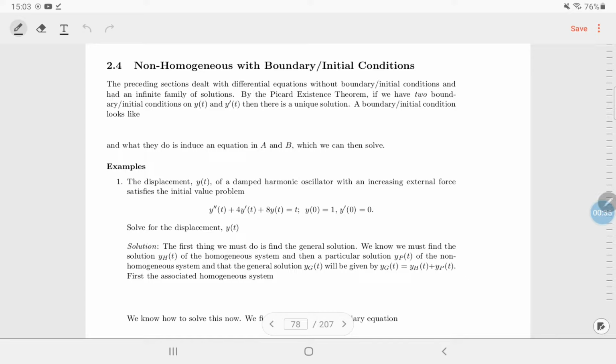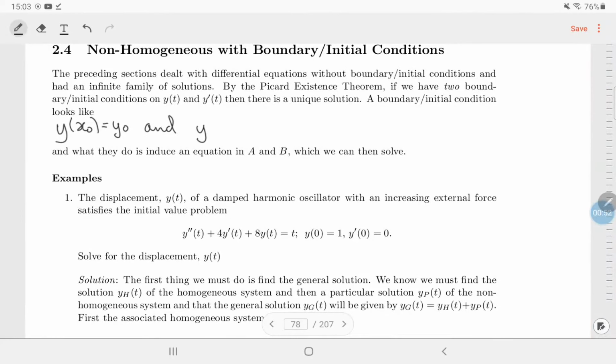It would look like, say, the value of y at 0 is, well, actually it needn't be 0, so I'm going to get rid of that. So at a starting x value x0, y is y0, and the value of y at an ending point x1 is y1. So that's a boundary condition.